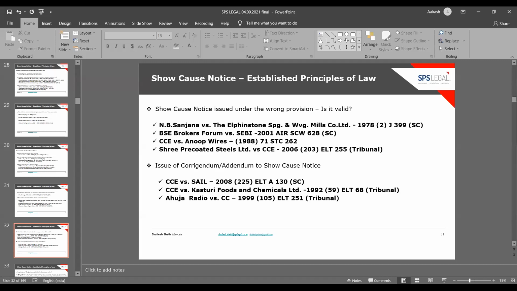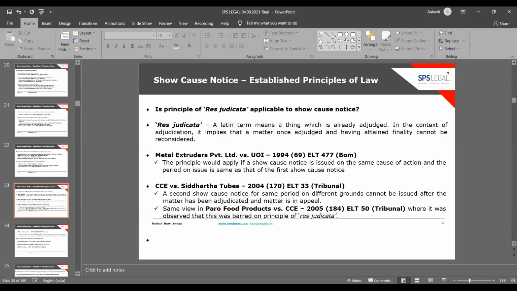However, if the corrigendum or addendum substantially alters the character of the show cause notice, practically making out a new case, or adding allegations which substantially alter the nature of the entire case, then it cannot be treated as a mere corrigendum or addendum, and it may have to be treated as a fresh notice, and the limitation period will have to be reckoned from the date of the corrigendum or addendum. These are certain principles, the applicability of which will depend on the facts of each case.